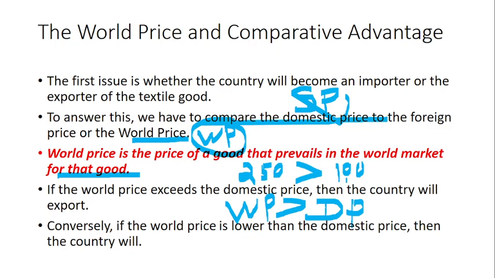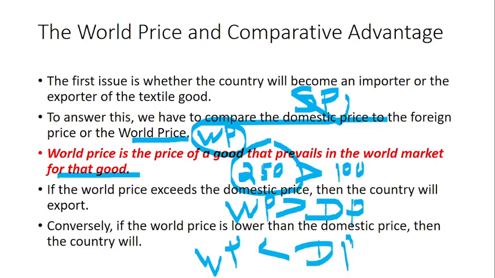The country will start exporting the commodity, because if the producers of the country sell the same commodity in the foreign country, they will get 250 rupees. So this will result in the export of the commodity. If the world price exceeds domestic price, then the country will export. Conversely, if the world price is lower than the domestic price, then the country will import. I will discuss these things here.